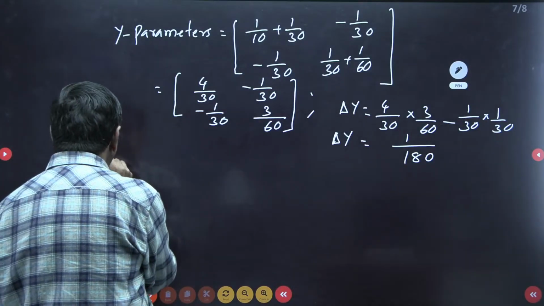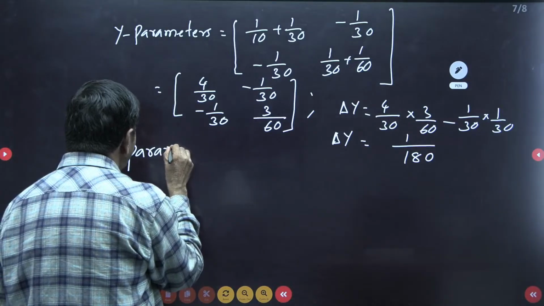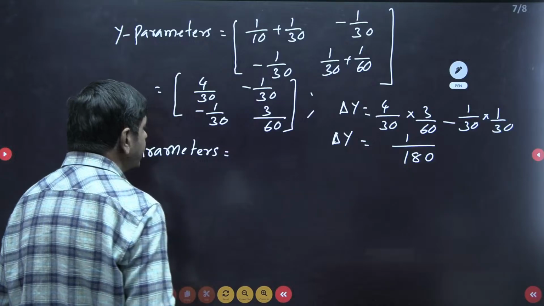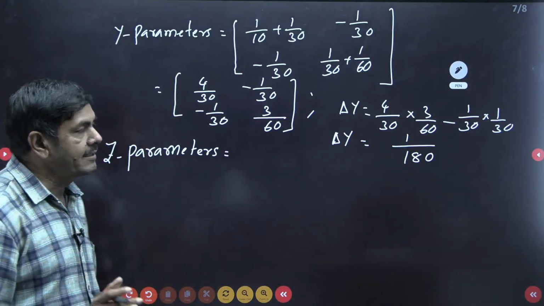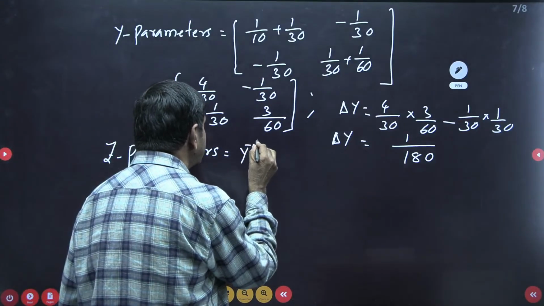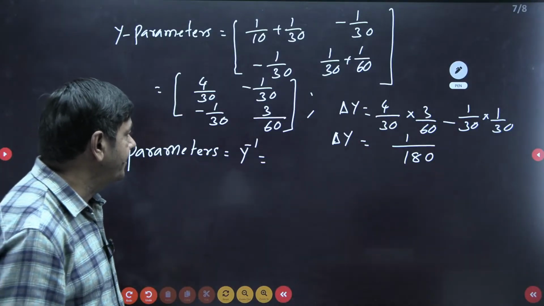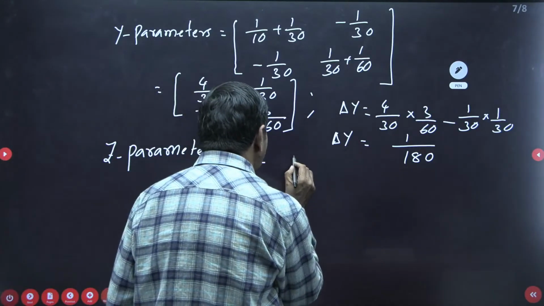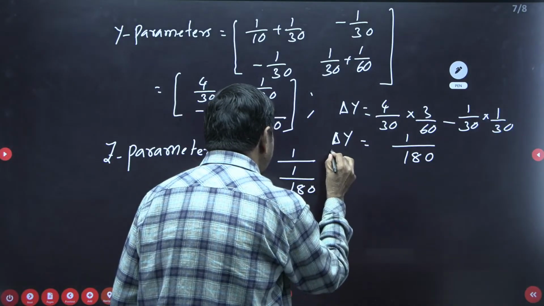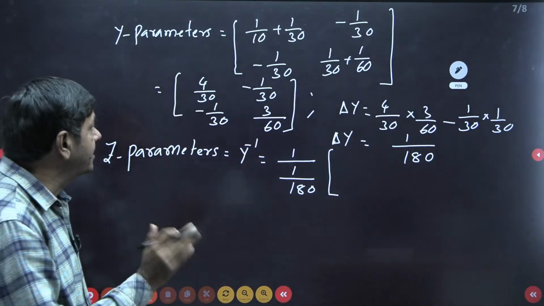I am in need of z parameters now. Z parameters are required. How can I get them? 1 by delta y formula, you know, the determinant of what now? Only the inverse of the y matrix is required. For y parameters, the inverse is required. 1 by determinant means 1 by 180 is possible, into the adjoint of this is required. After transpose, the adjoint is required.